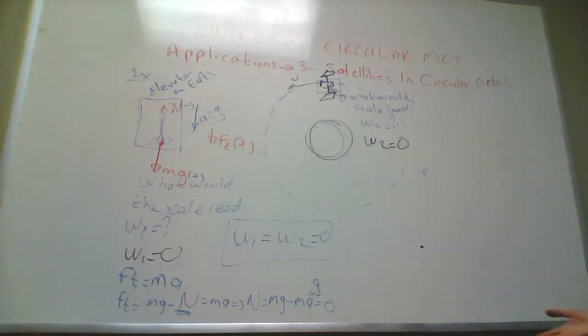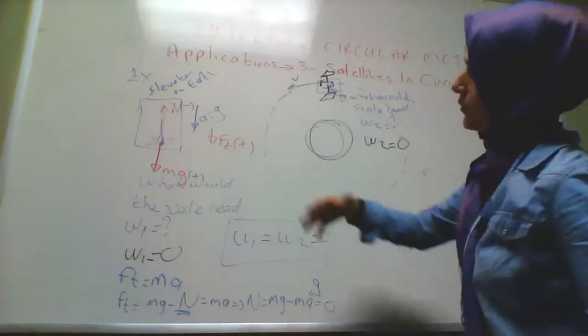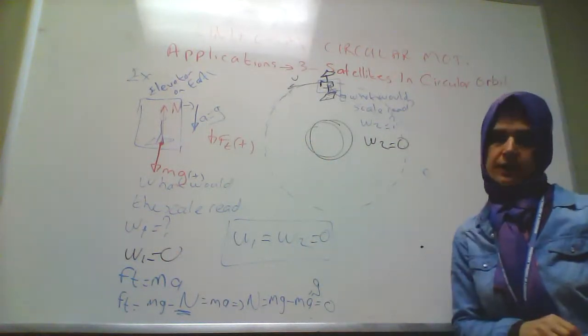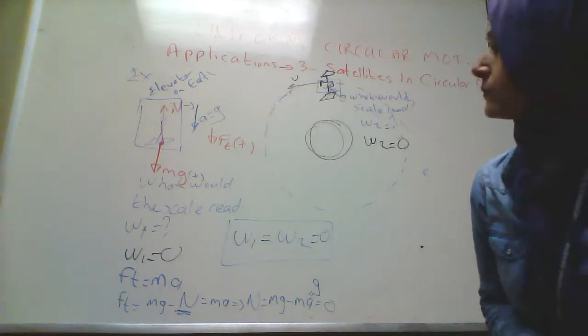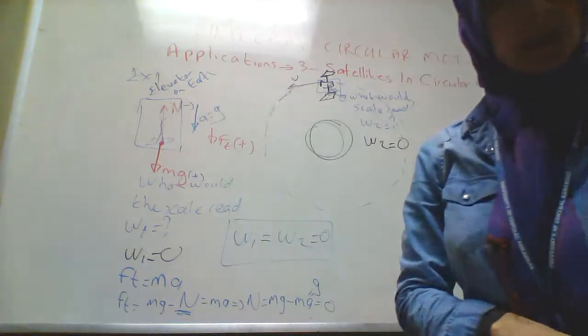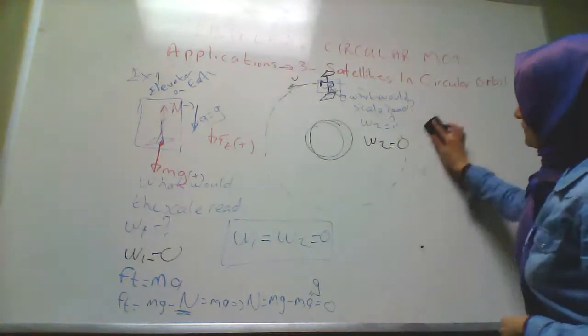So if you're asked to compare the weights of a free-falling elevator with the weight of an astronaut in space, they are the same. So this is our example 1 for this lecture.